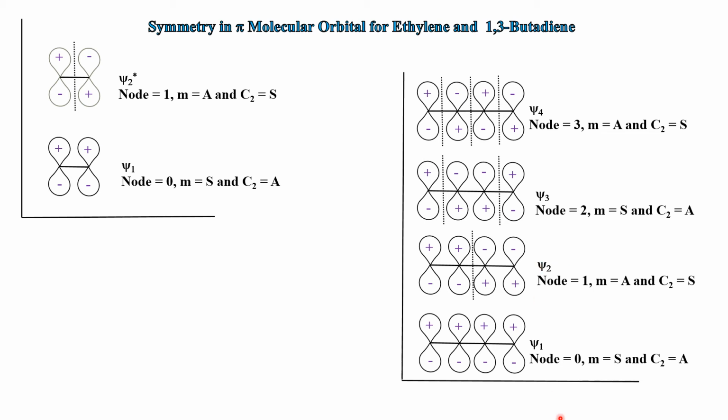Now we shall start from Ψ1. The number of nodes is 0. M symmetry is symmetric and C2 symmetry is asymmetric. Ψ2 at energy level 2. What type of molecular orbitals are present? There is one node. M symmetry is asymmetric and C2 symmetry is symmetric.